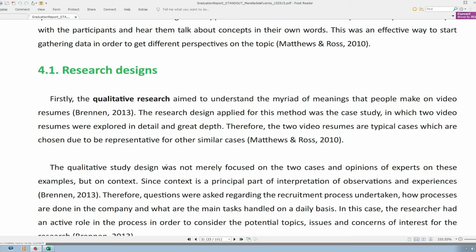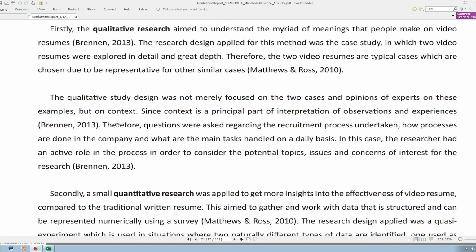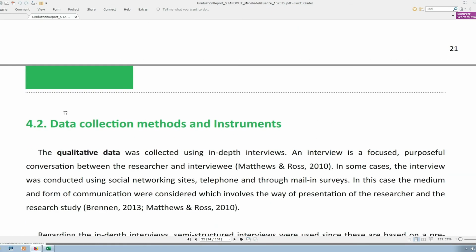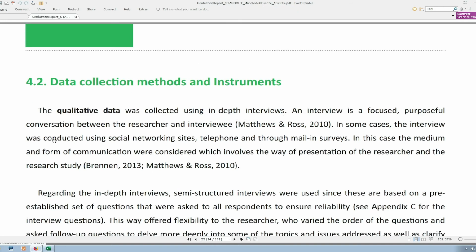a case study, in which 2 videos were explored in detail and great depth, and an interview. Secondly, a quantitative research was done. Then we will look at the data collection method and instrument, in-depth interviews, and how they were done.